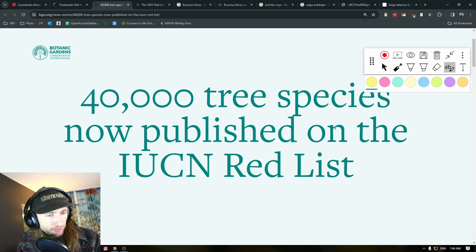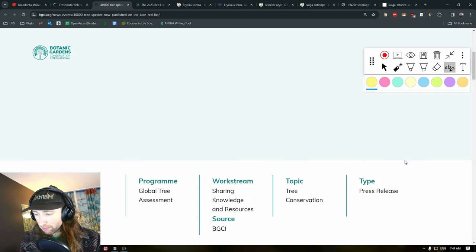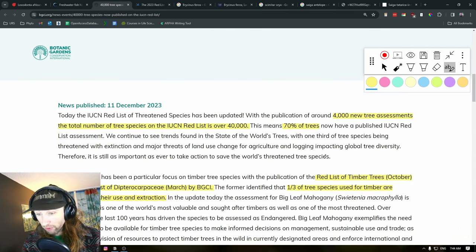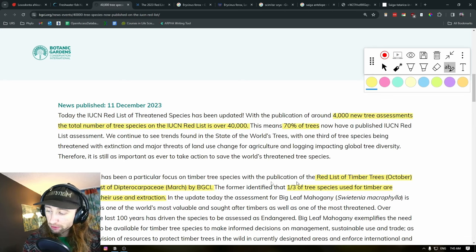For that, I actually want to cover this article, which I also found through the IUCN website, because they added 40,000 tree species now published on the IUCN Red List as well. So 40,000 total, they did 4,000 new, 70% now have a published IUCN Red List assessment. This year has been a particular focus on the timber tree species, with the publication of the Red List of Timber Trees and the Red List of Dipterocarpaceae by BGCI. The former identified a third of tree species used for timber are threatened by their use and extraction.